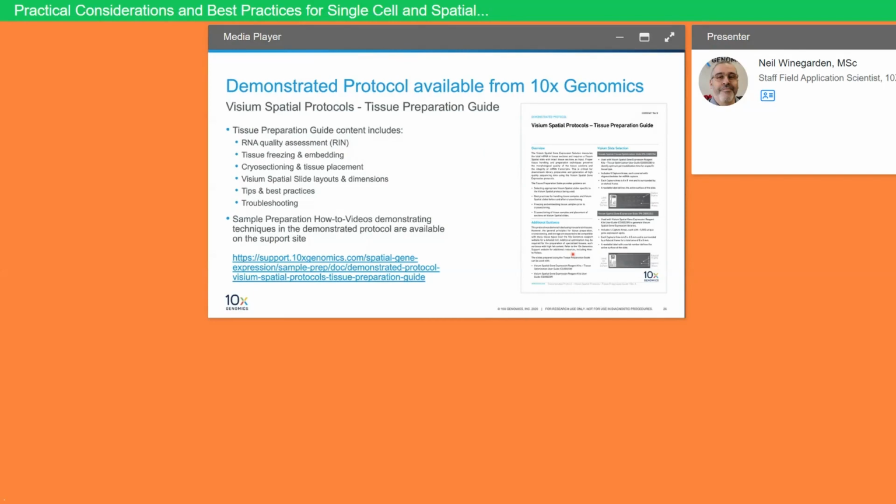Similarly, when working with spatial transcriptomics approaches, it is important that the tissue be preserved, in this case frozen, in such a way that both histology and RNA quality are preserved. Again, we have a demonstrated protocol available on our website at support.10xgenomics.com. That guide discusses all of the key concepts of tissue preparation. Some of the key topics are RNA quality assessment, tissue freezing, embedding, as well as sectioning and placement of the tissues onto the slides.